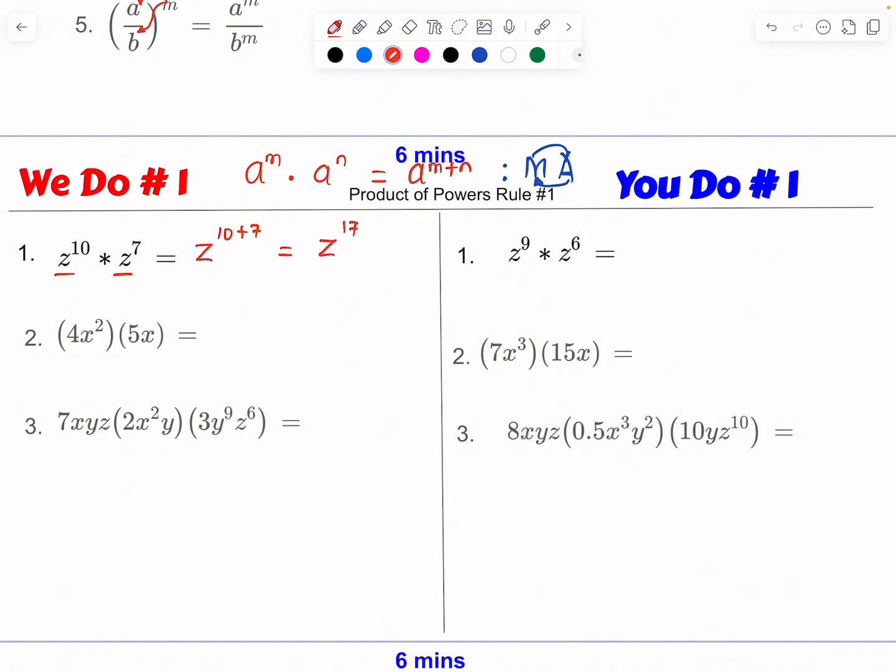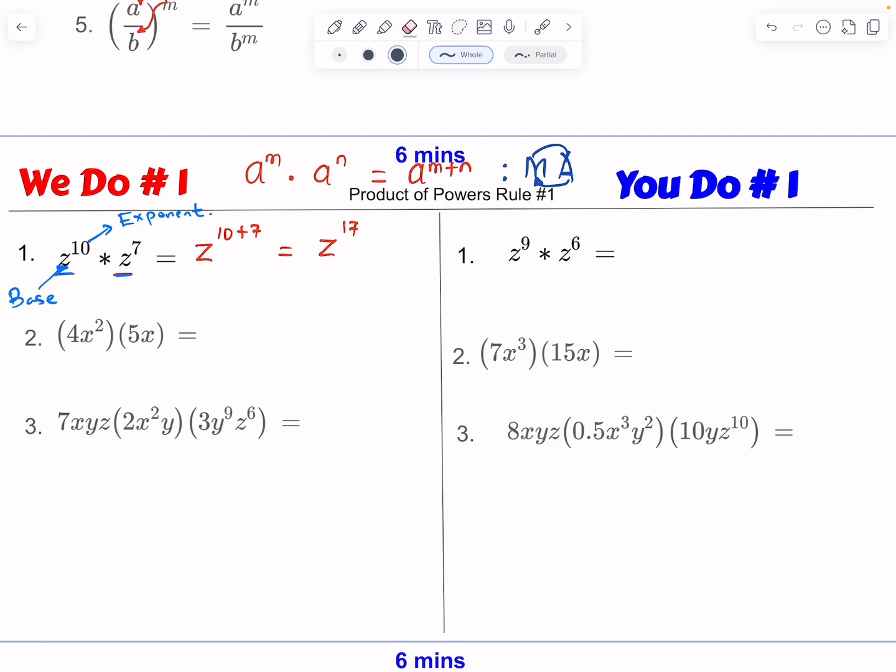Now, don't forget, they must have the same base. This z is called your base, and this 10 is called your exponent. So if they have the same base and you're multiplying, we are going to add.